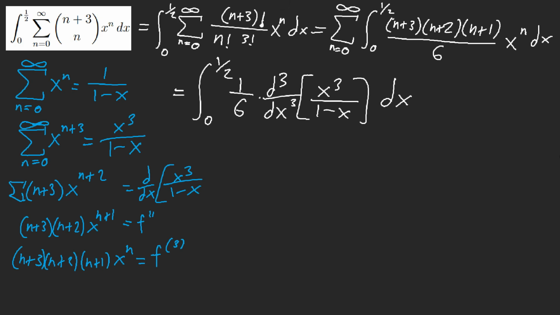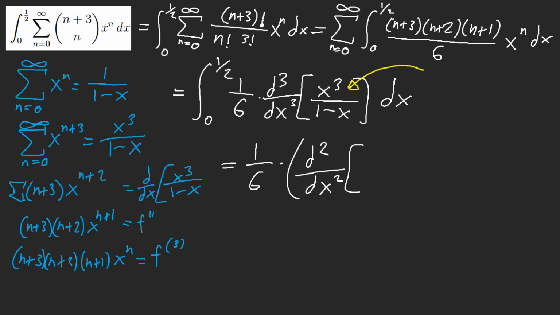But dear God, this is nasty though. Do we really have to do the third derivative? No, not exactly. When you integrate, we actually get the second derivative of x cubed over 1 minus x. It's still nasty. However, what we can do is polynomial division. Thankfully, this is just geometric polynomial division.